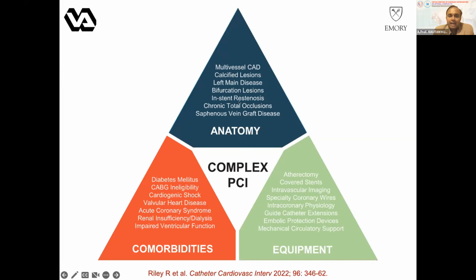Now, in terms of the anatomy, we have to think about multi-vessel CAD, calcified lesions, left main disease, bifurcation lesions, in-stent restenosis, CTO, and saphenous vein graft disease. So that's the complex anatomy that we're dealing with. So you have anatomy, comorbidities, and equipment, also ACE for complex PCI, okay?